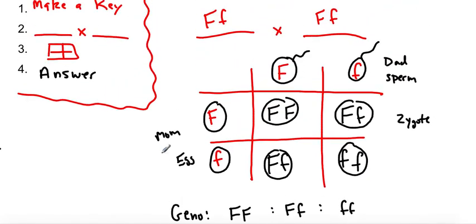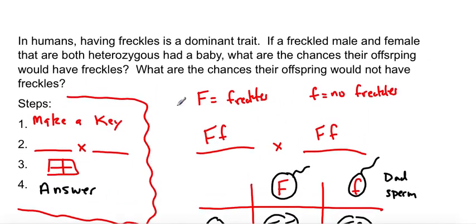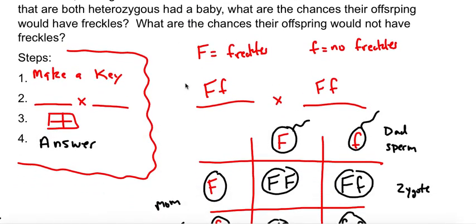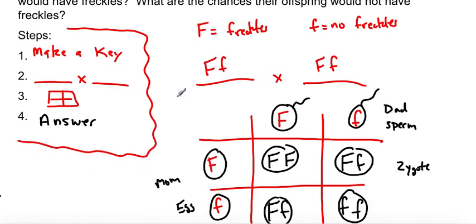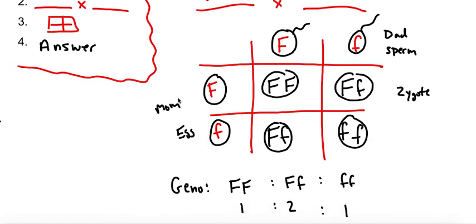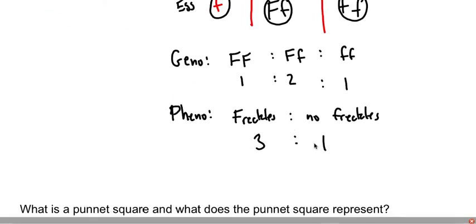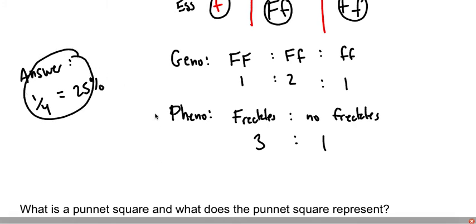And so now that we've done our Punnett square and we put together our phenotypic and genotypic ratios, it asks what are the chances our offspring would not have freckles? And the answer is, it's a 3 to 1 ratio. So out of 4 possibilities, one of them will not have freckles. So that would be 1/4 or 25%. So then we have our answer and we circle it. Okay, so that's how we answer one of these problems.